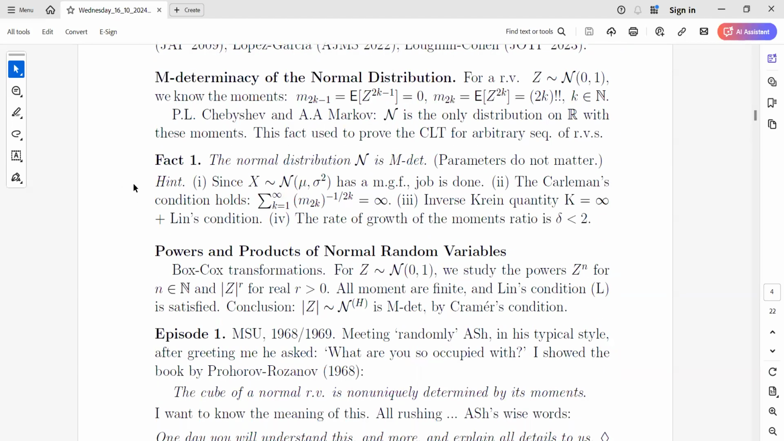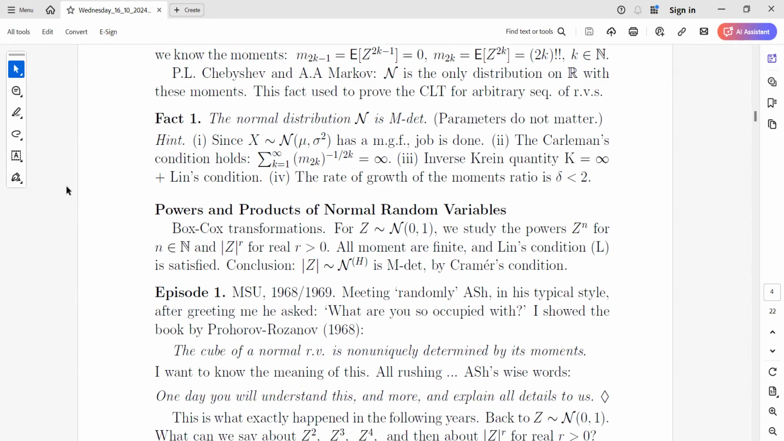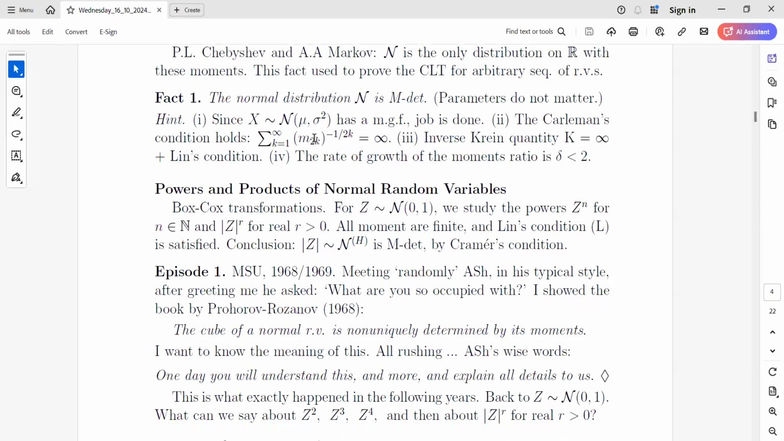And now a little more, just to refresh our memory, the standard normal Z. These are the moments. The odd ones are zeros. The even ones are (2k-1) double factorial. We know the story with Chebyshev and Markov, in the second half of the 19th century, when they proved the central limit theorem for an arbitrary sequence of independent random variables. So the first fact doesn't even need explanation, that the normal distribution itself is unique, or M-determinate. There are even several kinds of arguments.